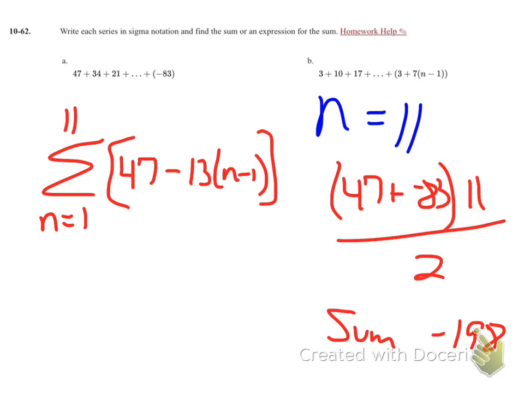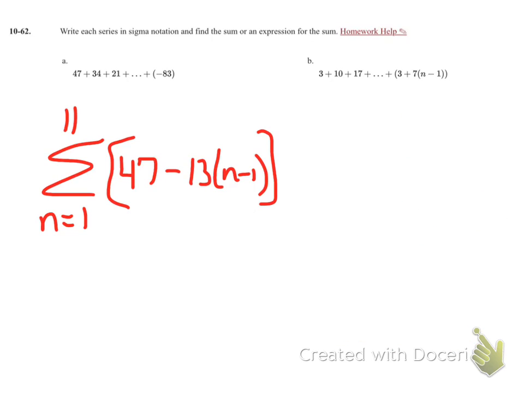Before I move on, a couple of quick things to point out with this sigma notation. Since we're doing first term form, it's easiest to start with 1 as your bottom number. And if you're starting with 1 at your bottom number, the top number is your number of terms. So that is the easiest way to go about this. Problem B.